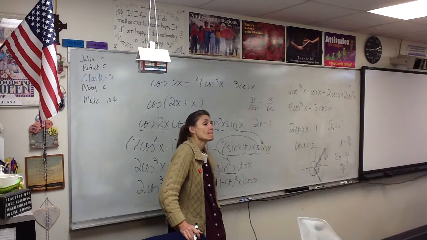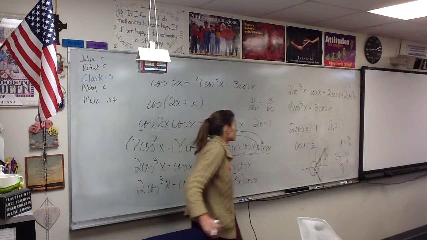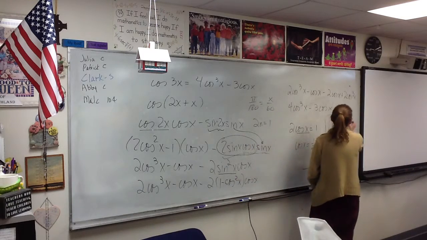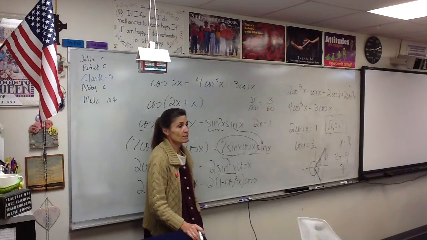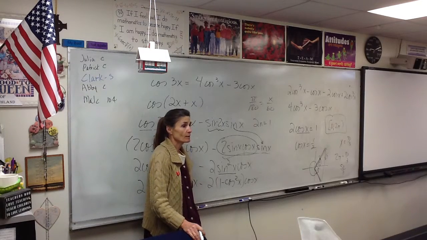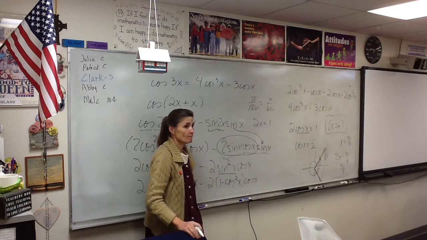Annabelle? Okay, how do you know whether to enter in degrees or radians? The directions will always let you know. So 0 to 2 pi would be radians. 0 to 360 would be degrees. Okay, did someone else have a hand up?